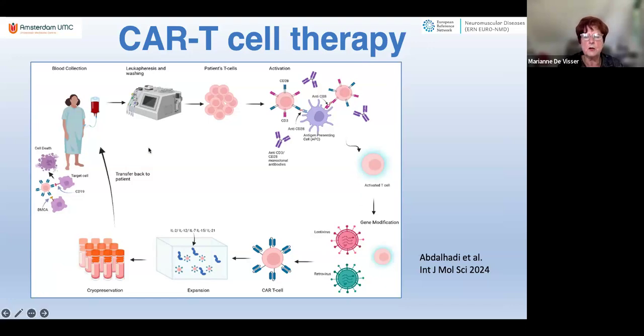The T cells are collected from the patient, as you can see on this cartoon next. The cells are engineered to attach special protein receptors called CARs to the T cells that can then bind to the target, and in case of myositis, to the B cells. These modified T cells are then grown in large numbers, and they can be reinfused back into the patients where they can attack the B cells.